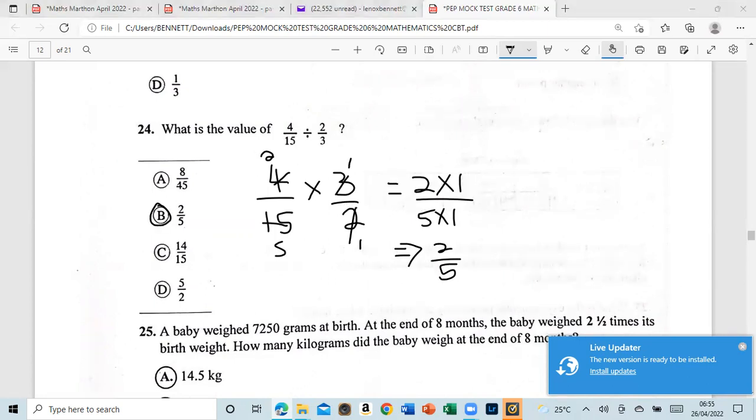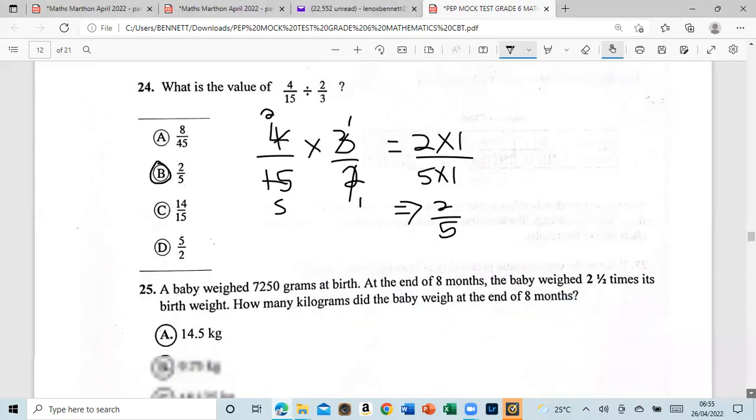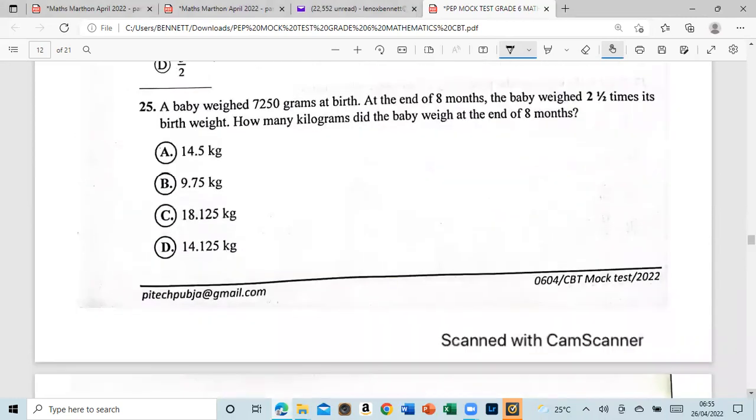Why does this always come out as a line? I don't want to update the one, and I'm messing with it. All right, let's move on. 25.